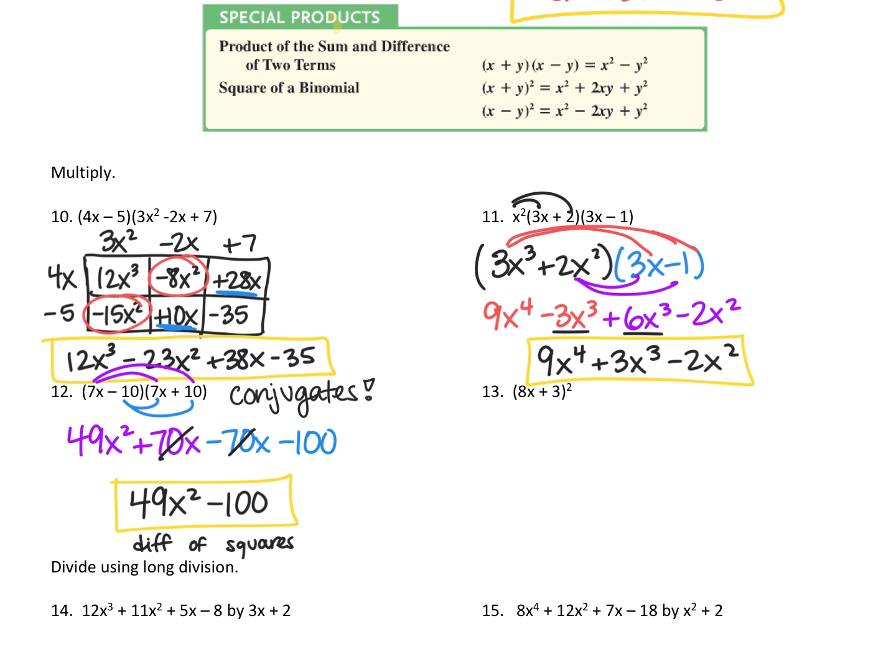Up next is another special product. It's a binomial squared. But again, if you don't know the rule, and I don't expect you to memorize it, just write it out. That means that there's two of these parentheses. 8x times 8x is 64x squared. 8x times 3, 24x. Okay, so now let's distribute the 3.